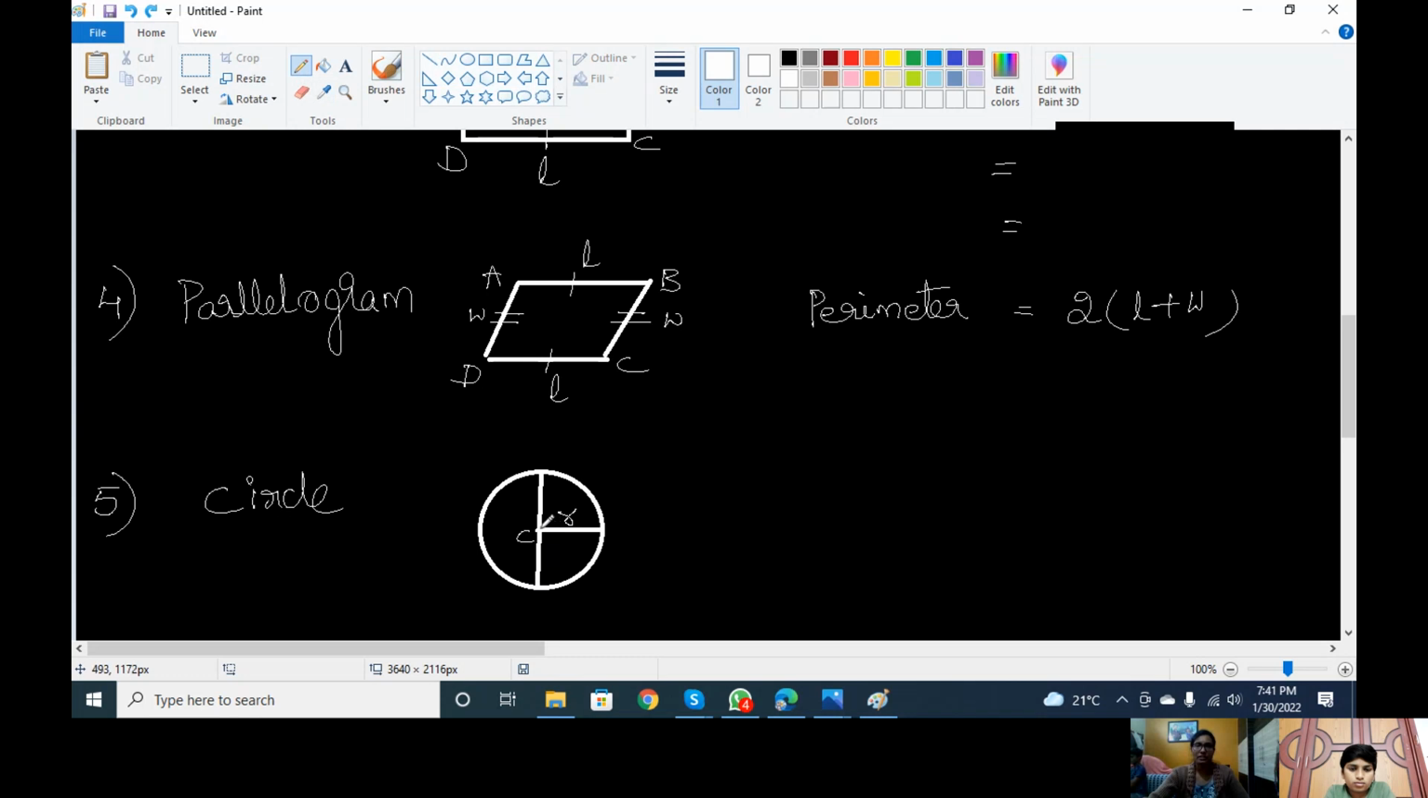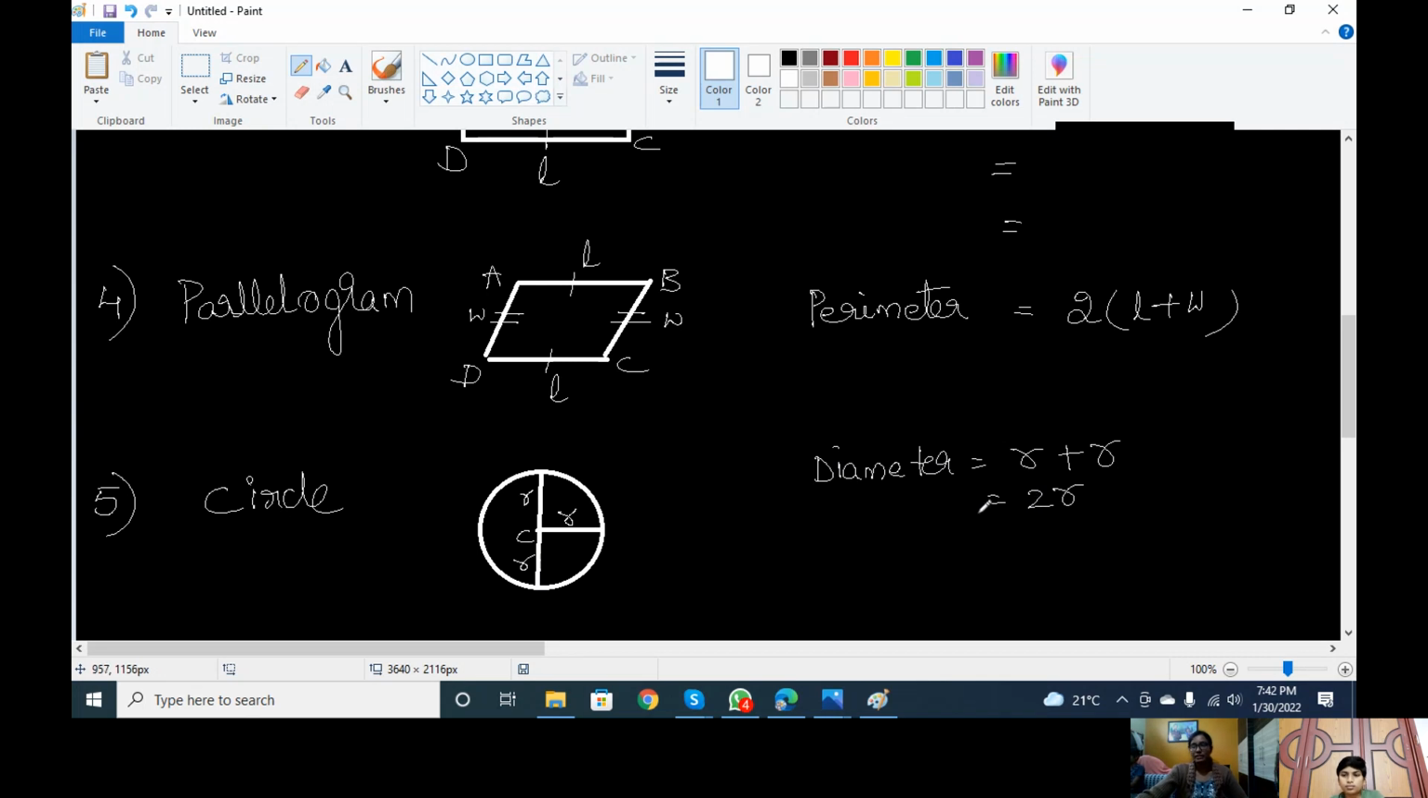As I said, from the center of the circle to any part of the circle, it is R. Same here also, from the center to any part of the circle is R. So diameter is equal to R plus R, 2R. If the radius is given and you want to find the diameter, you need to apply this formula.